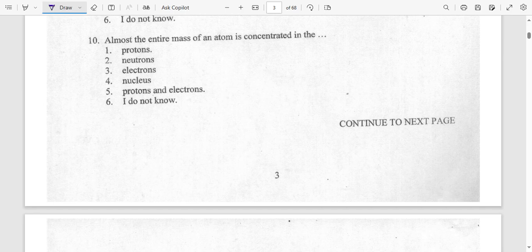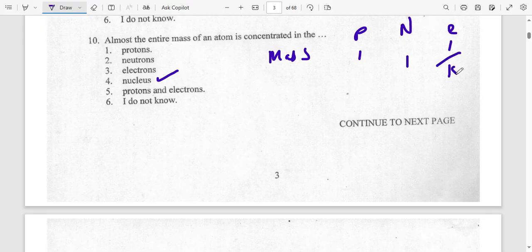Almost the entire mass of the atom is concentrated in the. Now, mass is going to be in the nucleus, where I've got protons and neutrons. That's where the mass of an atom is concentrated, because the mass of a proton is 1, neutron is 1, electron is 1 over 1840. So the electron is way lighter.